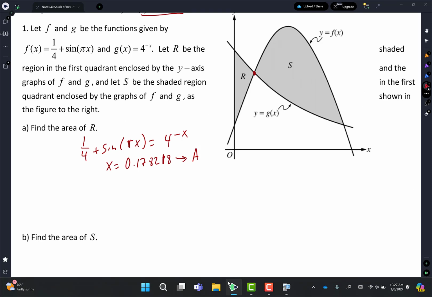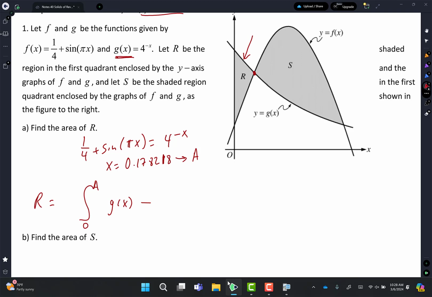All right, here we go. How do I find this area? I'm going to integrate region R equals, from 0 to A. What curve is on top? Uh-oh, I don't know. Yeah, you do. No, that one's 4 to the negative x. What letter do they use? You can call it g of x.